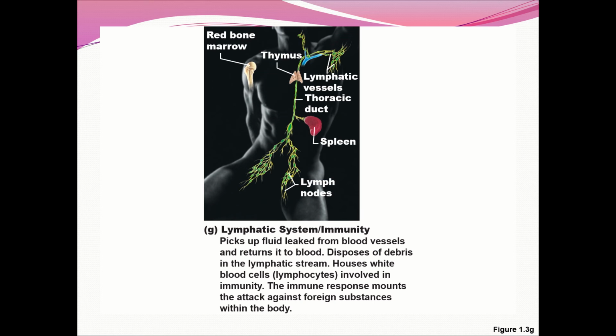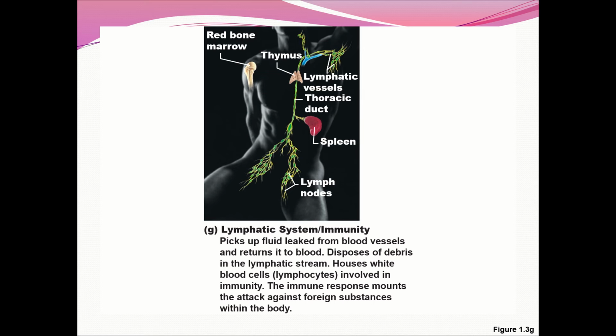The lymphatic system is also known as the immune system. The lymphatic system consists of lymphatic vessels that follow alongside the cardiovascular system and help to control the distribution of tissue fluid. So the lymphatic system will pick up fluid leaked from blood vessels and return it into the blood. This helps to regulate tissue fluid homeostasis and prevent swelling.